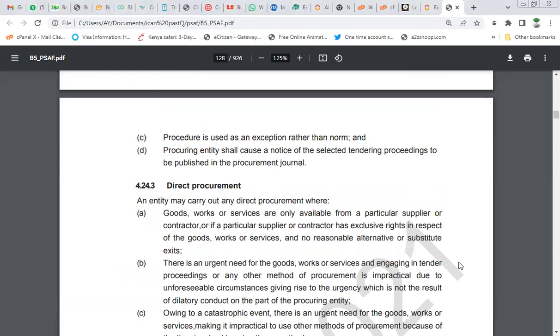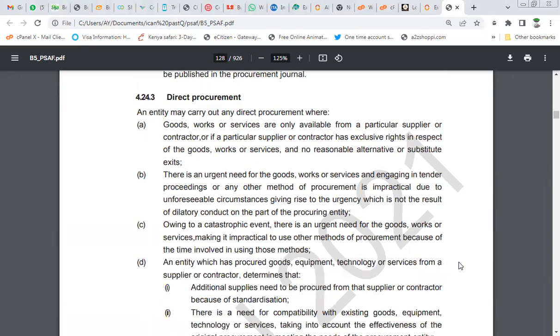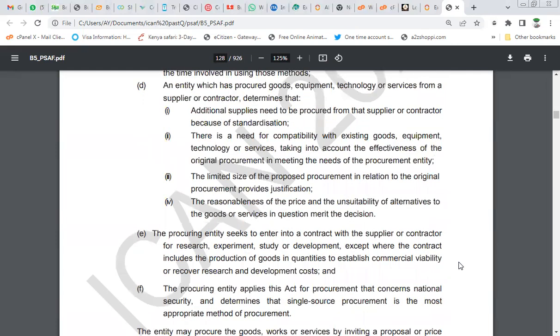Direct procurement. This one is strictly that the entity can decide, on their own, to call contractors to come and bid. This is called direct procurement. You can read that one on your own also. Let's go.